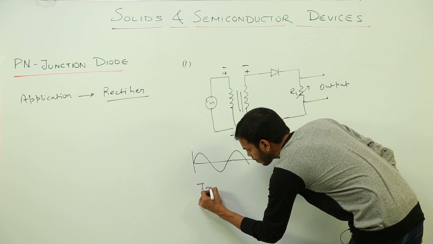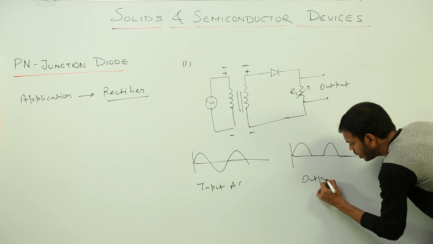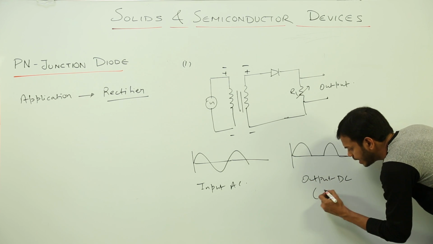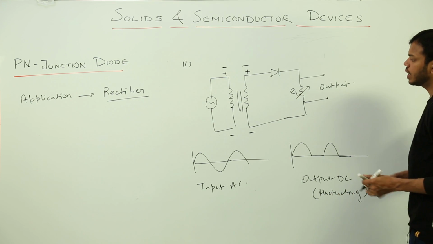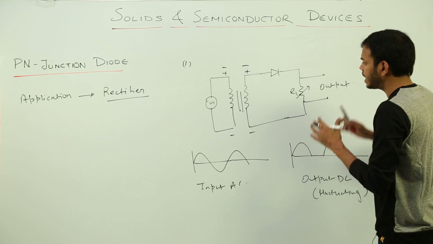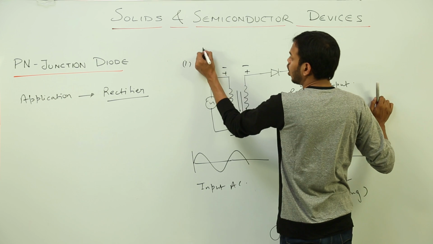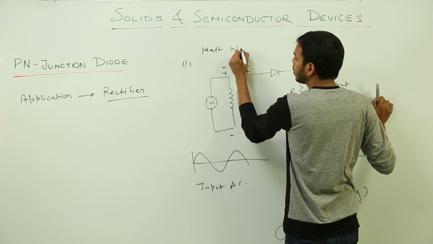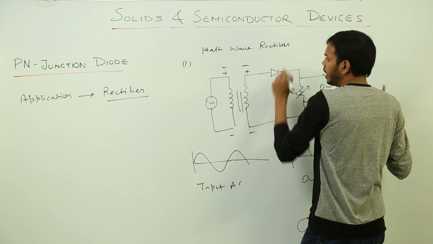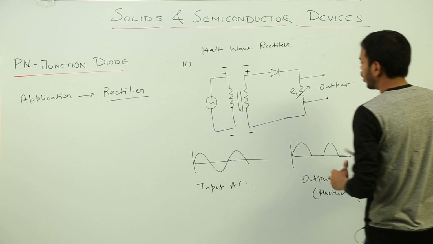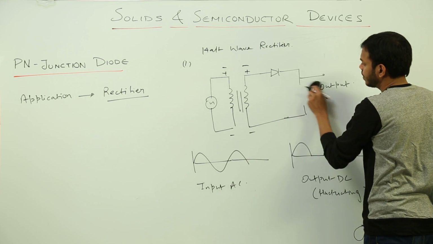This is input AC and this is output DC, but it is what? Fluctuating in nature. So this is how diode is used as rectifier, but this type of construction converted only half of the waves from AC to DC. So this is called half wave rectifier. In order to convert it into full wave rectifier, what we do is make some small changes in the circuit.